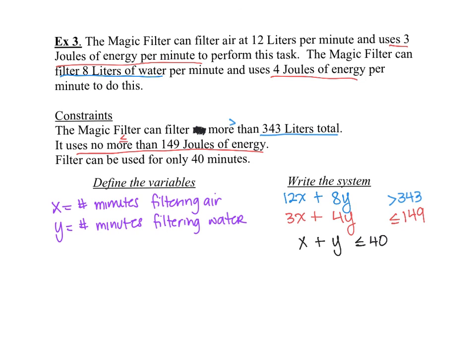You don't have to write these explicitly, but we also keep in mind that x must be greater than or equal to 0 because we can't have negative time, and y must be greater than or equal to 0. So once we graph these next period, we will keep that in mind even if we don't always explicitly write it.